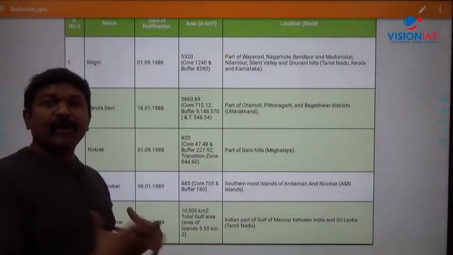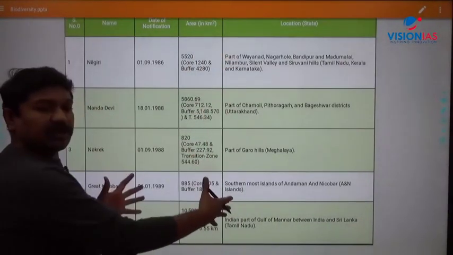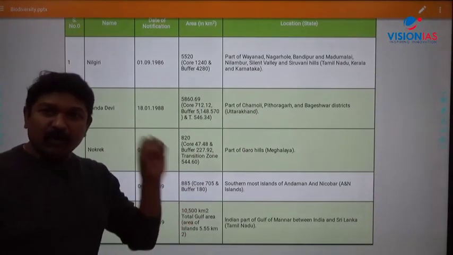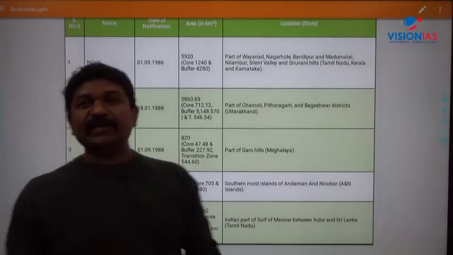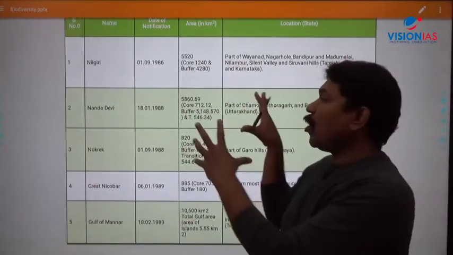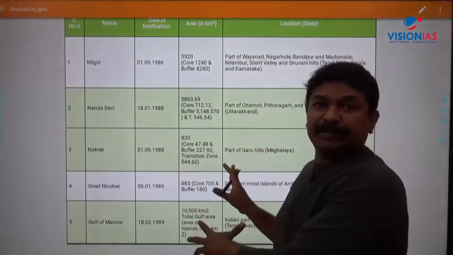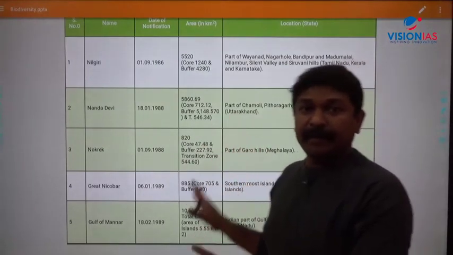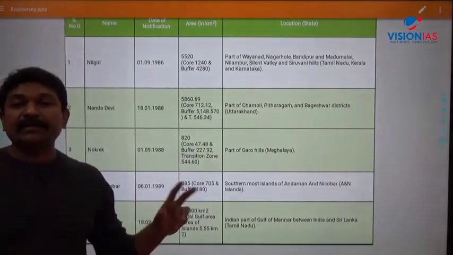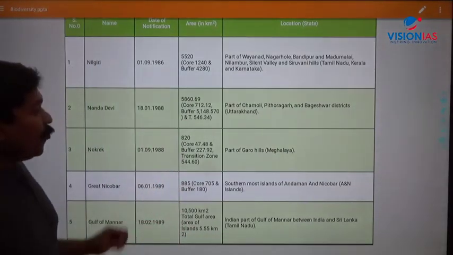In fact, I have copied this picture from the same portal. If you go to that particular ENVIS, it will be displaying the picture like this. I have copied that and pasted it here in the PPT, right? The portal is very important. You can check all the latest updates. What is the importance of this one?